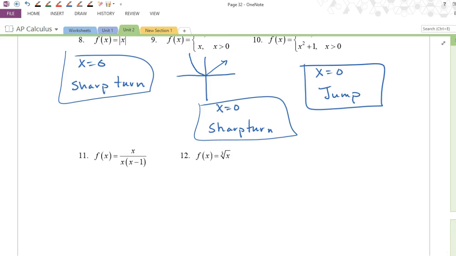Okay, what about question 11? This one is a fraction. So the immediate thing I think is, we've got x in the denominator. What are the values of x that make this function undefined? 0 and 1. Now we have to decide what they are. At 0, what's happening? At 0, there's a hole because it would cancel at the top. And at 1, it's a vertical asymptote. So two spots on that function where it is not differentiable.